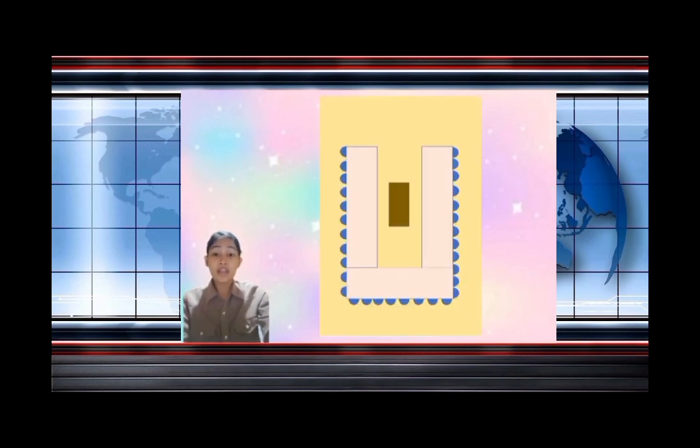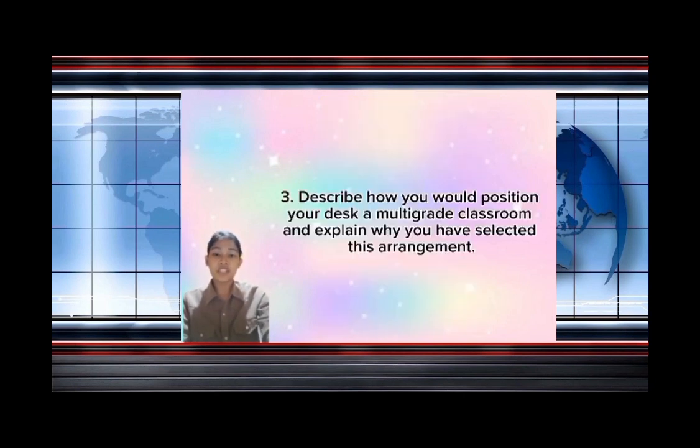For number 2, the learners need to be arranged in this position as you can see in the picture, while the teacher is at the center so that everyone can hear the storytelling. For number 3, the teacher's desk should be located in front so that the teacher can see all the areas of the classroom and she can also be seen by the students.